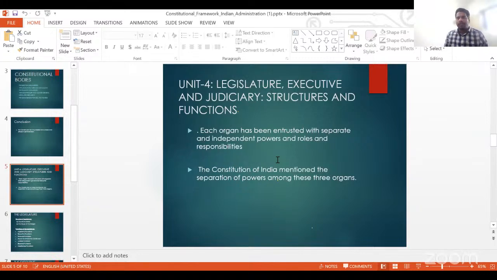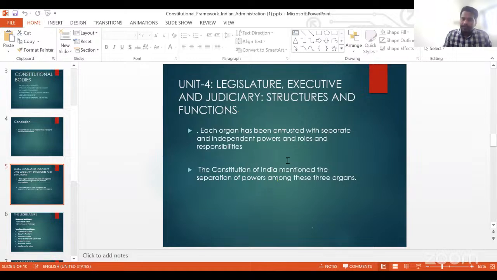Next, we all know that the judiciary deals with the administration of justice. It is also called the guardian. We just learned about it. It is known as the guardian of the constitution. We all know that the Supreme Court is the highest court of appeal, at the highest level. Then it is followed by the high courts, and we have different subordinate courts at the district levels.